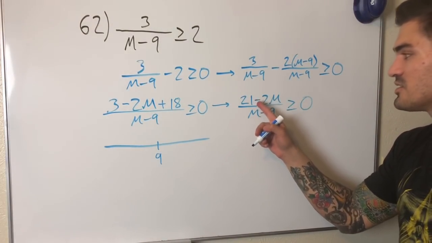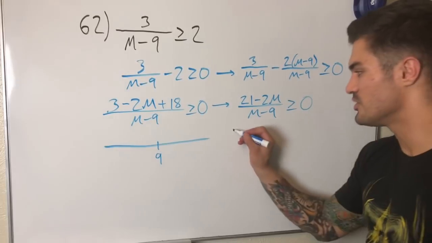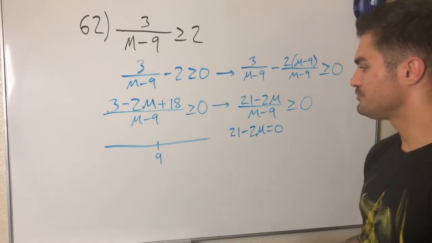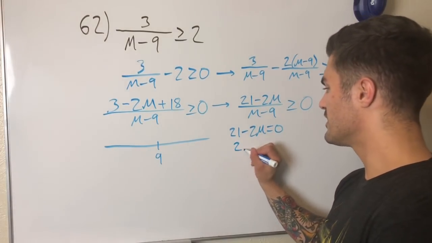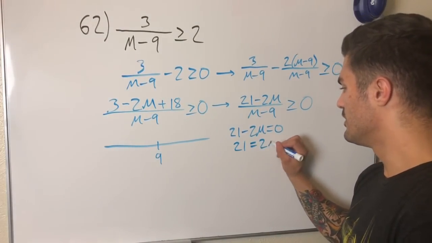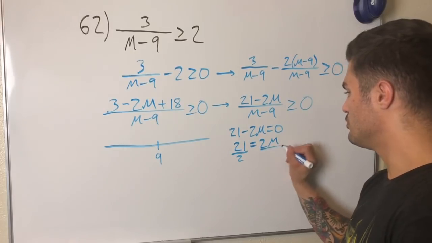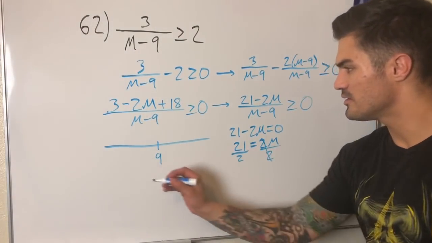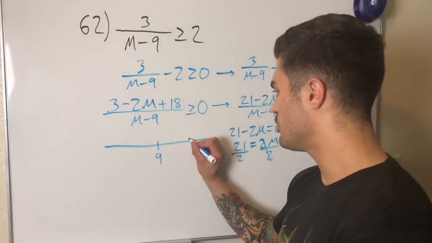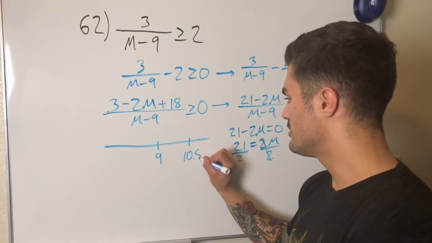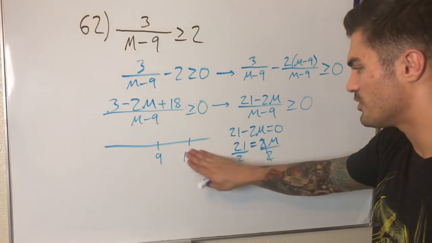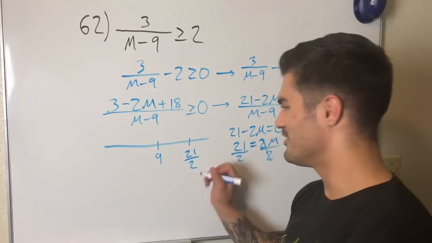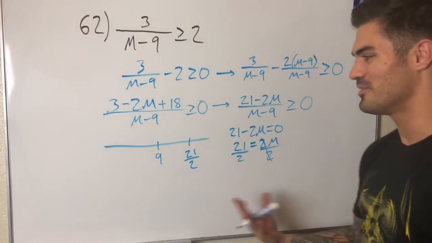So I basically need to set this 21 minus 2m equal to 0 and solve. So 21 minus 2m equal to 0. So add 2m to both sides. I get 21 equals 2m. And then if I divide both sides by 2, I get m equals 21 over 2. So that is 10.5, exactly, not approximately. I'll write it as 21 over 2. I just wanted to find out what it was with respect to 9, whether it was left or right. That's the only reason I cared about 10.5.